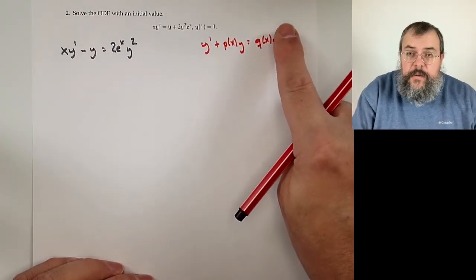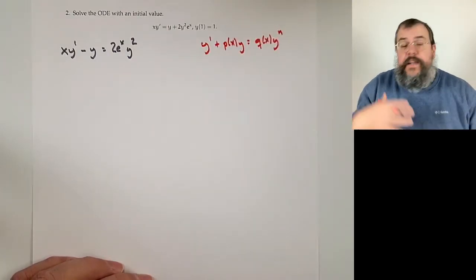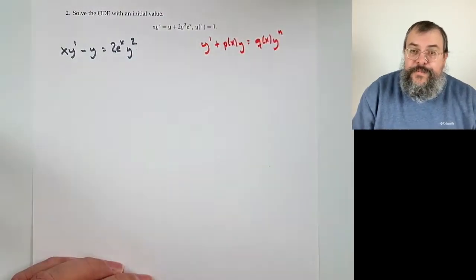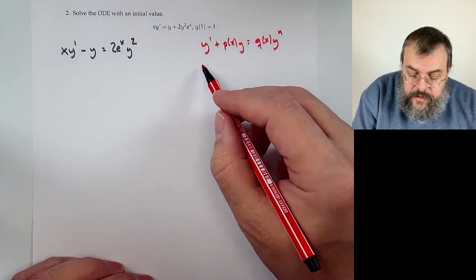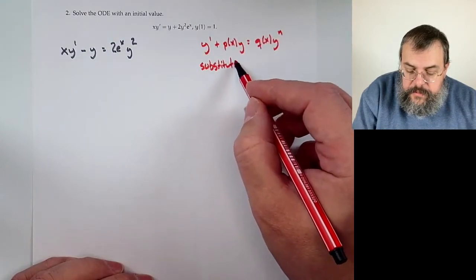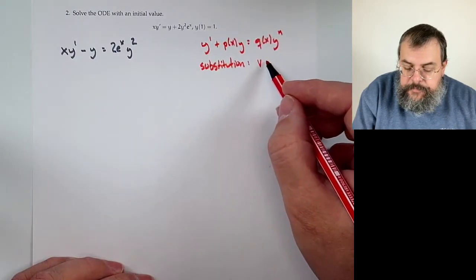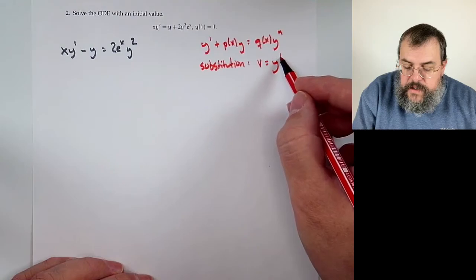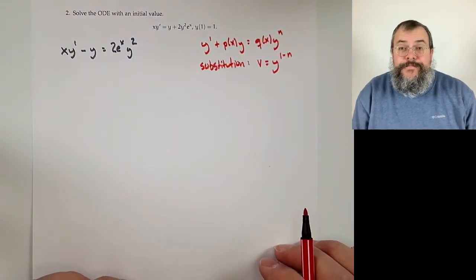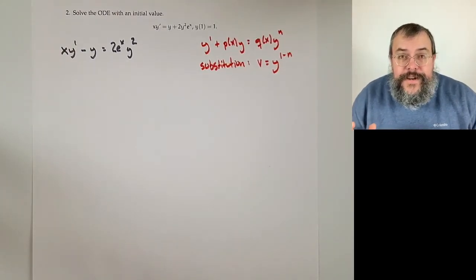So without that y to the n, it's a linear first order equation, but then you add this y to the n. Now, n could be any number we want. In our case, n equals 2. Then the idea is to do a substitution. The substitution seems a little bit strange at first: you're going to let v be y to the power 1 minus n. That's where we're going to go. All right. Well, that's the idea.